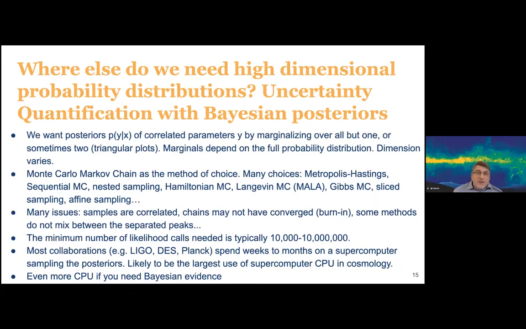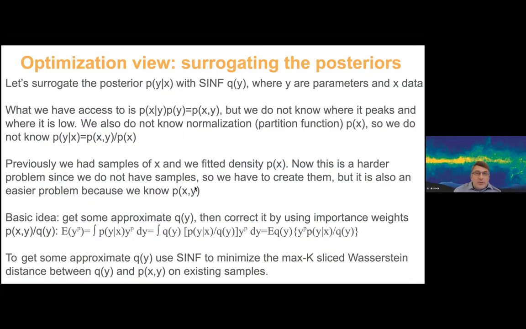So it's fair to say, at least in my field, that most of our CPU time, we get a lot of supercomputer CPU time, and what do we spend it on? Not on fancy supercomputer simulations, but on running MCMC chains, actually. So that's the reality. Okay, so let's look at this from the optimization view. The idea is, let's try to approximate this posterior with some approximate distribution Q of y, which we're going to fit with our method, the Synth method. Okay, that's the idea.